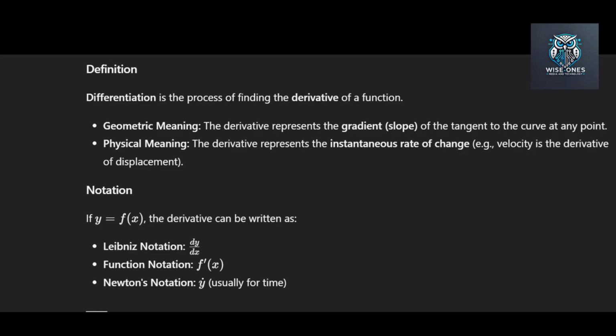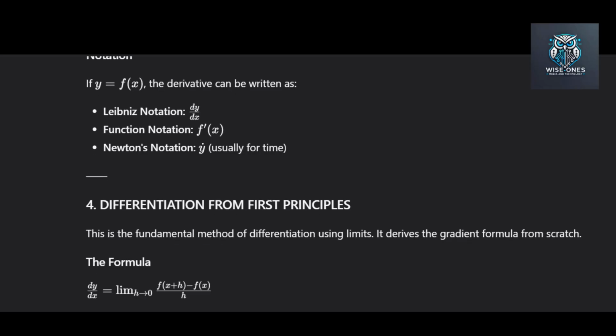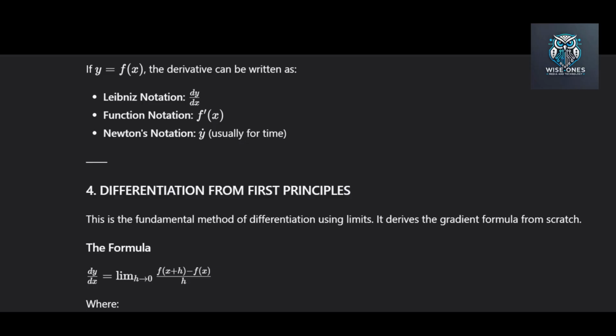There are different notations for the derivative. If y equals f of x, the derivative can be written in different ways. Leibniz notation, dy dx. This is read as dy dx. You will see this most often. Function notation, f prime of x. Newton's notation, y dot. This is usually used for time. We will mostly use dy dx in this lesson.